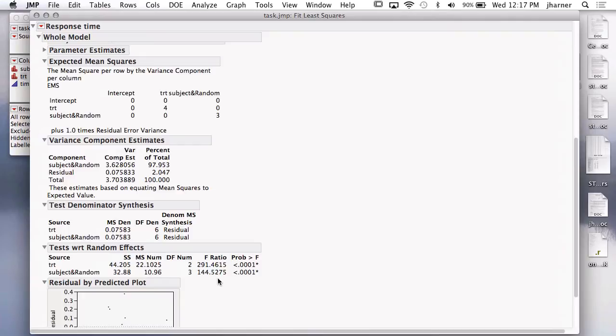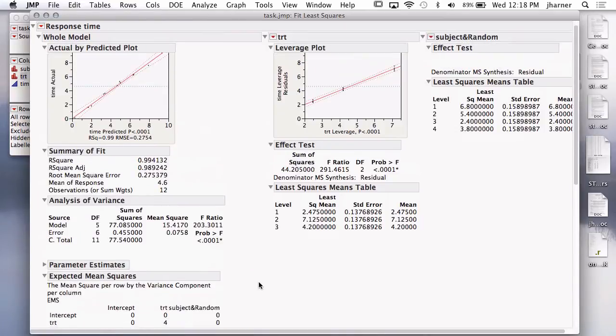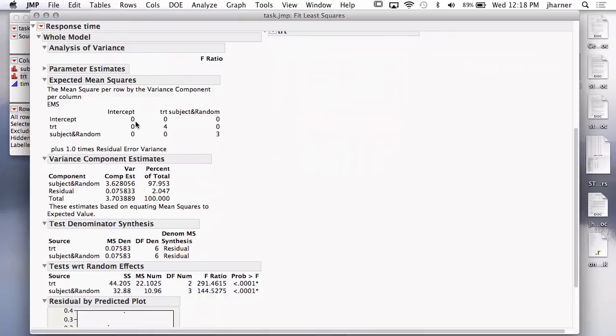And notice the p-values in JMP. They don't give anything below 1 in 10,000. So it's saying the p-value is less than 1 in 10,000 for each of those. So it's highly significant. And by default, it prints out the residuals from the model. You can see whether the residuals look well behaved. We could do that too, of course. But it also gives these coefficients for the expected mean squares. And since we only have a treatment here and a subject here, this says we're going to use the regular error term.